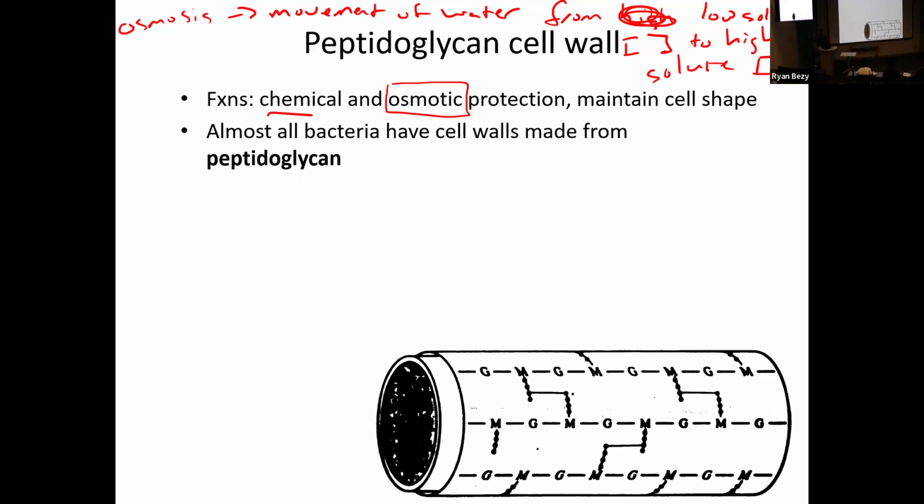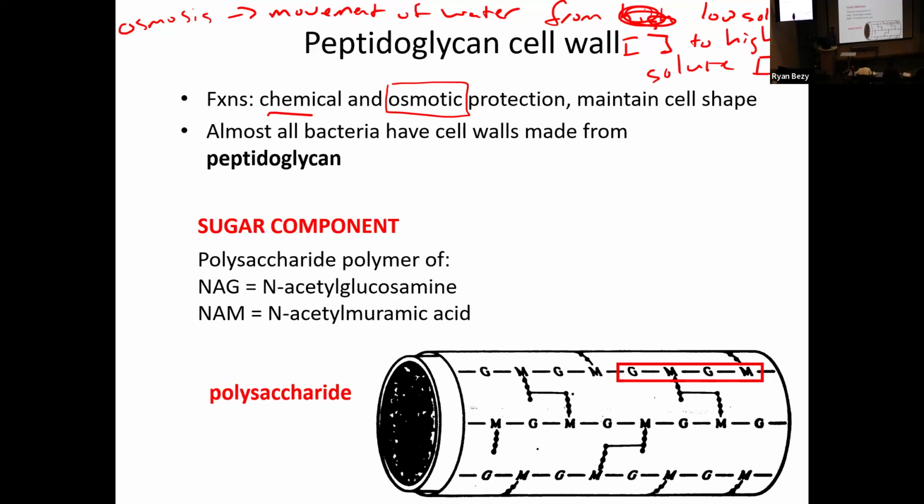So that's three different main functions here. Almost all bacteria have cell walls made out of peptidoglycan, and peptidoglycan is called peptidoglycan for a reason. It has a sugar component. The glycan is just a generic sugar name. So if we look at the structure of peptidoglycan, it has two different sugars: N-acetylglucosamine, or NAG for short, and N-acetylmuramic acid, or NAM for short.